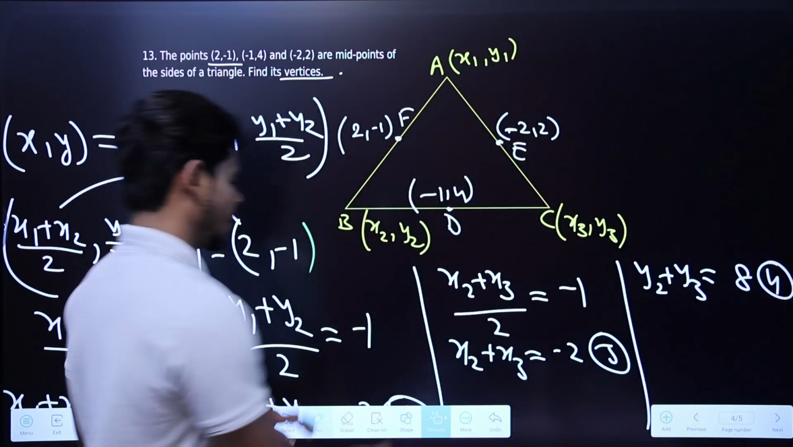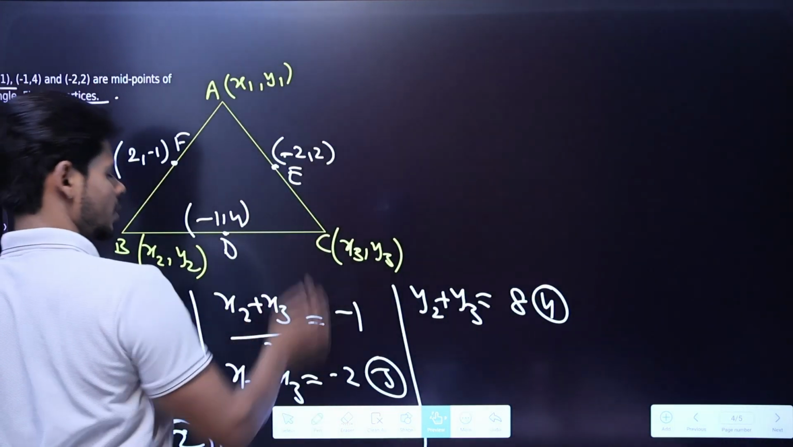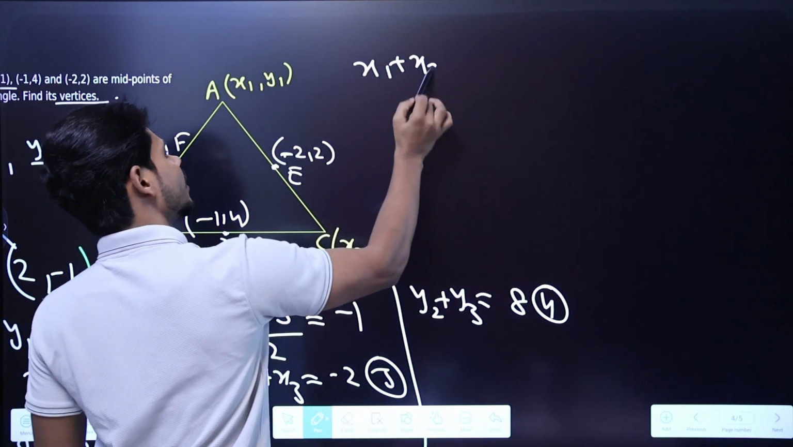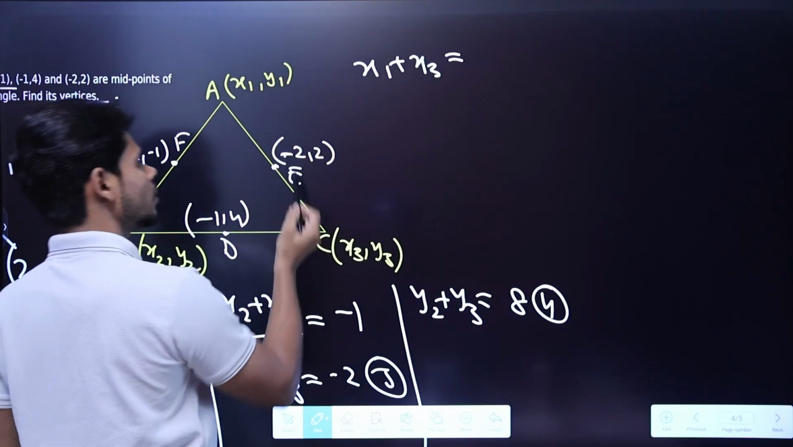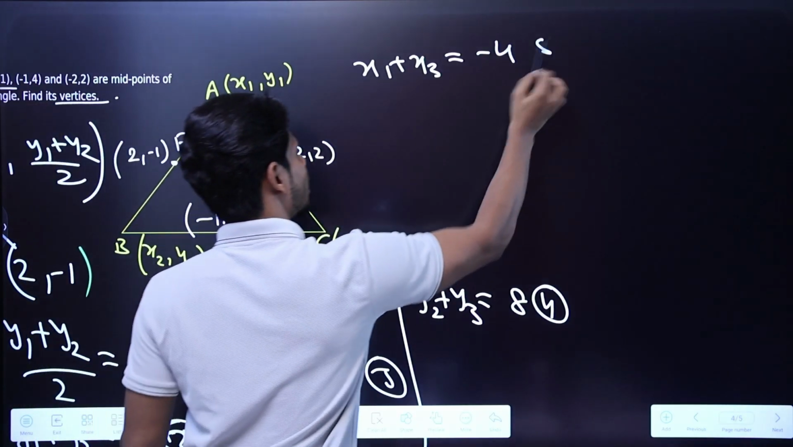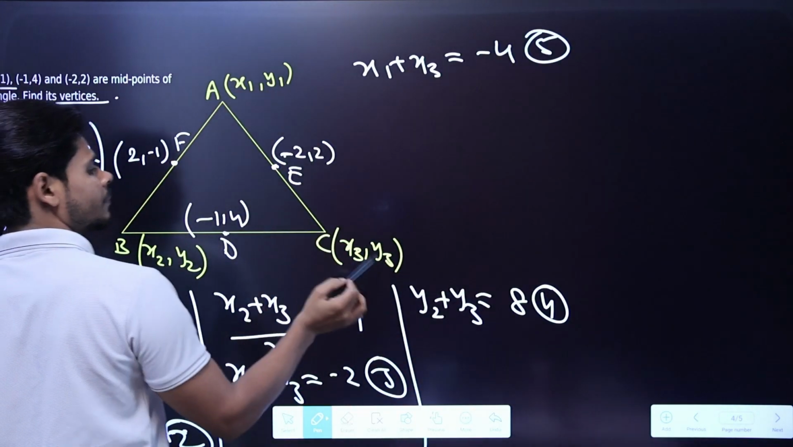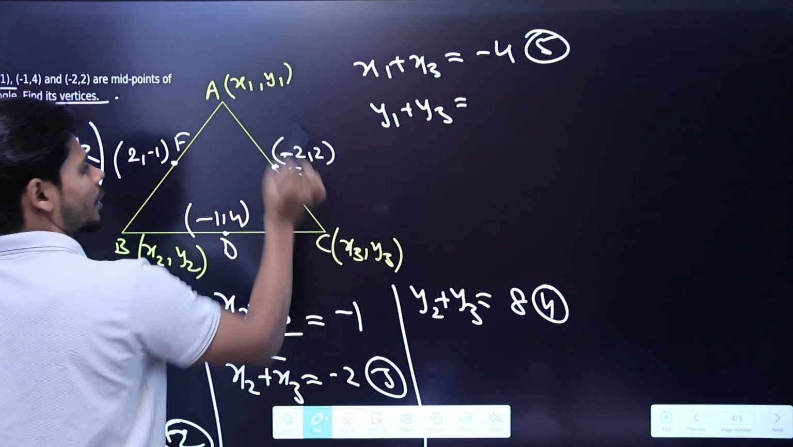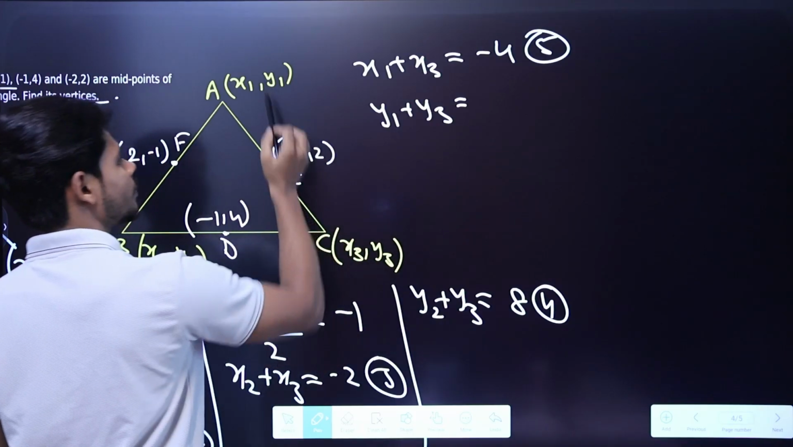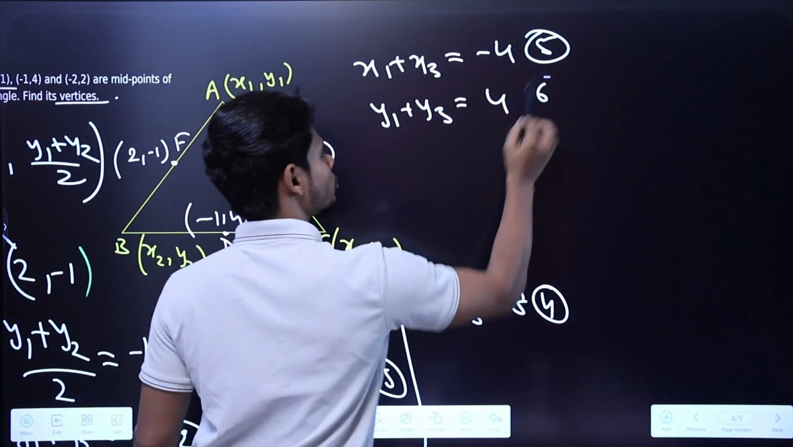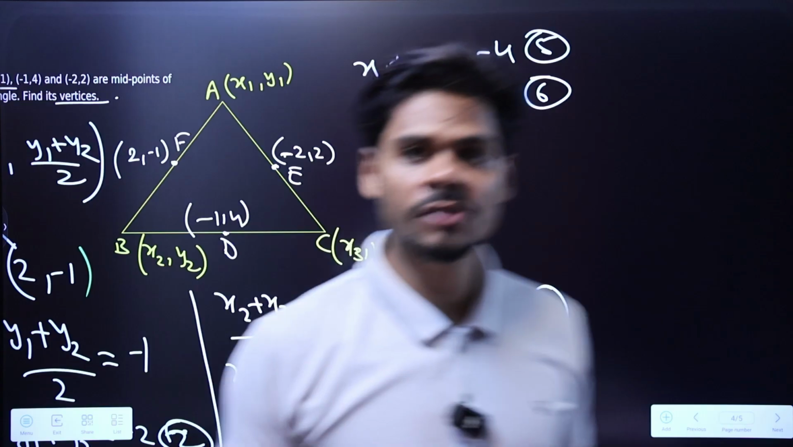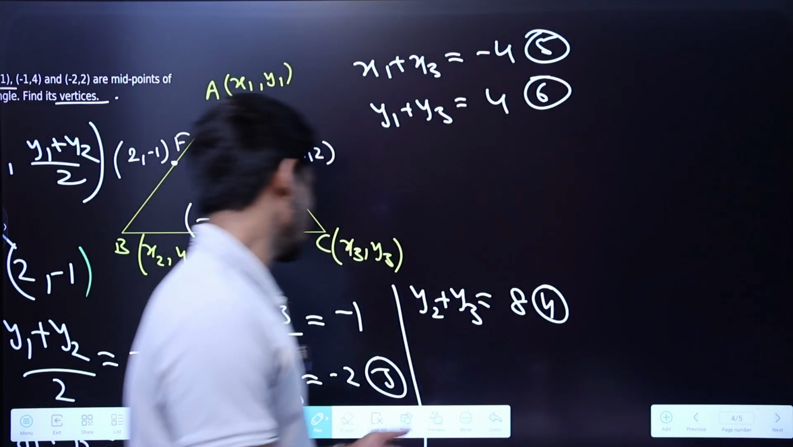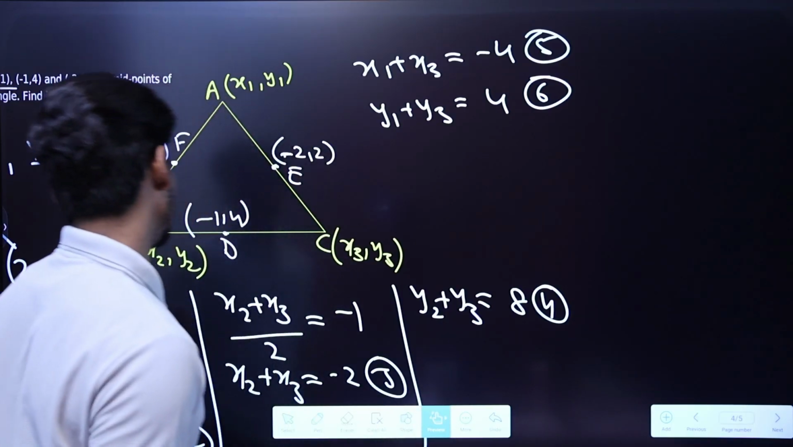Fine. Now let's find the fifth and sixth equations from this midpoint. (x1 plus x3)/2 will be equal to -2, so x1 plus x3 will become -4. So this is the fifth equation. Similarly, (y1 plus y3)/2 will be equal to 2, so y1 plus y3 is 4. So this is your sixth equation. Now we have 6 variables and we also have 6 equations. Now we can easily solve these equations to get our values.